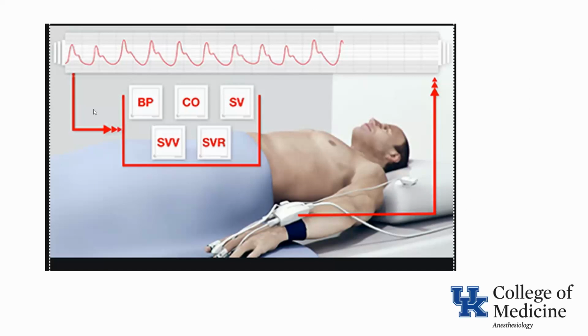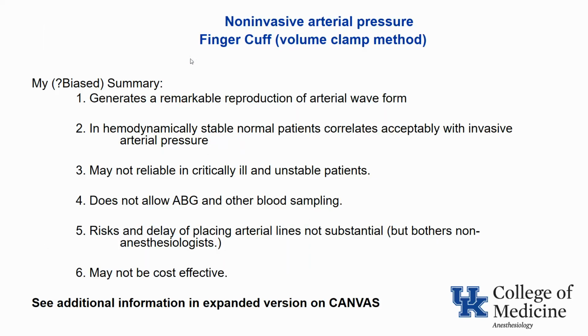This then displays an arterial waveform that resembles an intra-arterial pressure waveform. This is my summary of the literature on the use of the so-called finger cuff method. It generates a remarkable reproduction of the arterial waveform, and in hemodynamically stable normal patients, this pressure correlates acceptably with invasive arterial pressure. But it may not be reliable in critically ill and unstable patients.